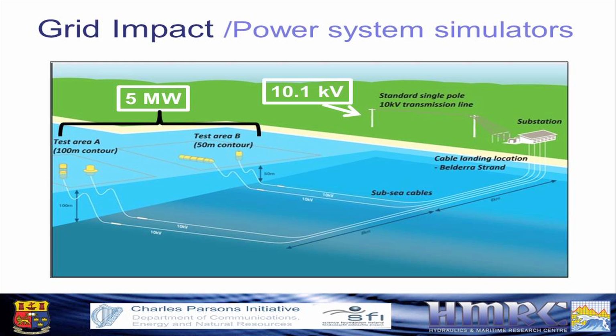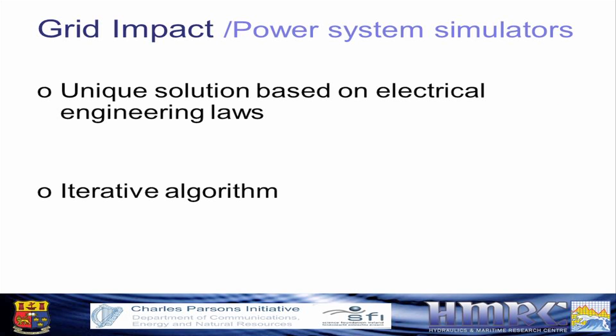Okay. So the power system simulator needs some data to compute a solution. I may say the waveform will output 5 megawatts, and I know that at this node in the network we have 10.1 kilovolts for the voltage. Based on that, we launch the simulator, and it finds the unique solution based on the electrical engineering laws that would be valid under the conditions I've put in the system.